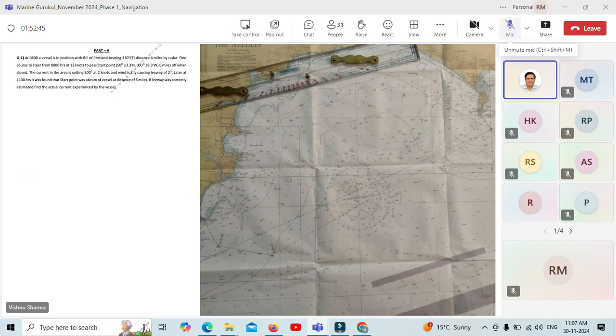At 8 o'clock, a vessel is in position Bill of Portland, 330 degrees true, 4 miles off. That means you have the 8 o'clock fix. Find the course to steer from 8 o'clock at 12 knots to pass Start Point 6 miles off when closed. Now, this is where the problem was. This word closed was creating confusion. Okay. I think I'll have to pull out the chart. I can't read anything in this chart. Which chart is this, guys? Any idea?